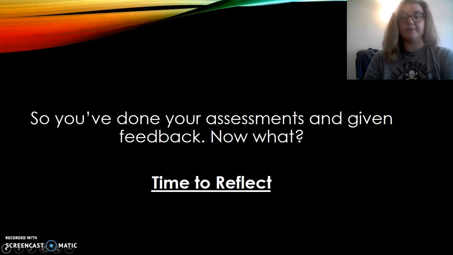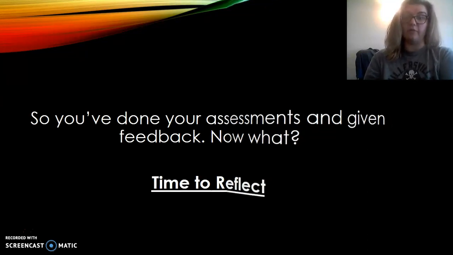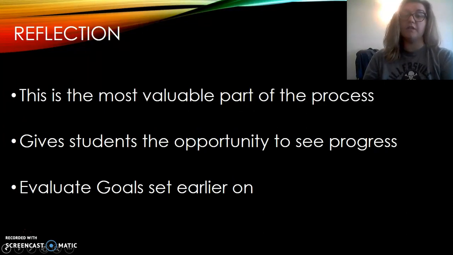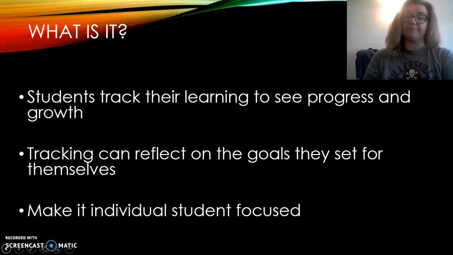So you've done your assessments and you've given your feedback. Now what do you need to do? Now it is time to reflect on all that you have learned during this learning process. What did you gain and what do you still need to work on as of right now? This is the most valuable part of the process. It is giving the students the opportunity to see the progress they have made from where they started to where they are now. And they can evaluate the goals that they set earlier on and can see how they have met them or how they can still work on them.